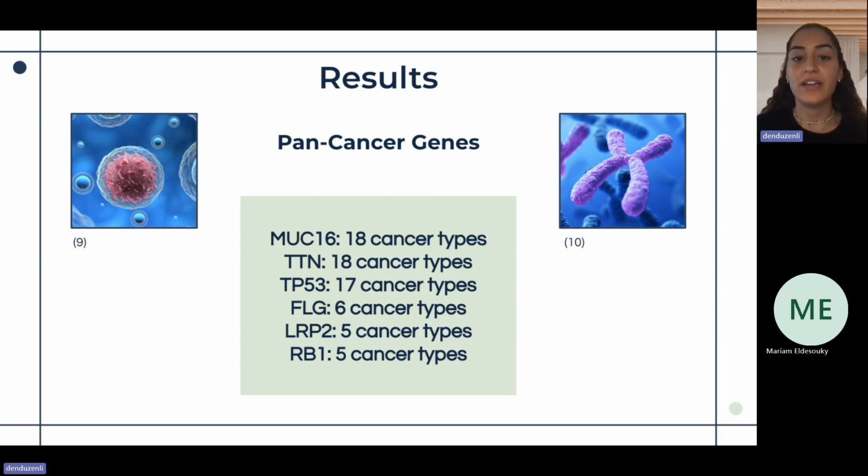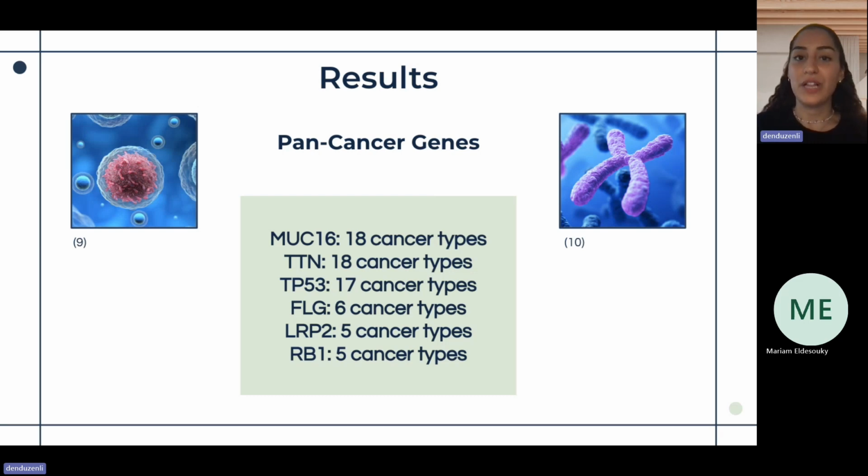These were coming up a lot in a lot of different cancer types, especially TTN. TP53, which is a very well-known and well-studied gene, was in a close second at 17 cancer types, which is, once again, not very surprising, as we do know a lot about this gene.